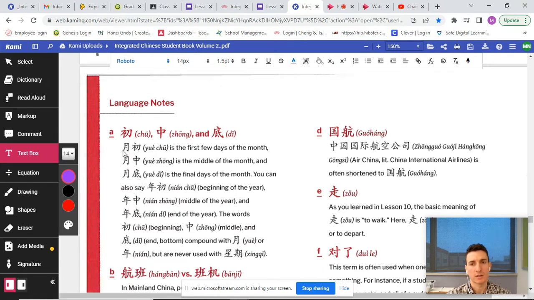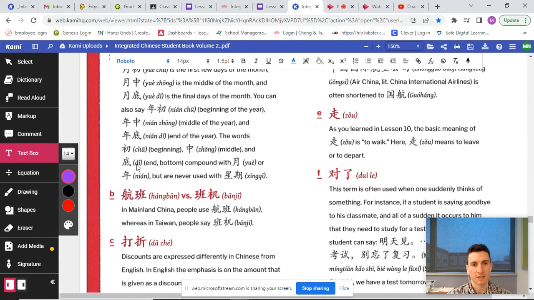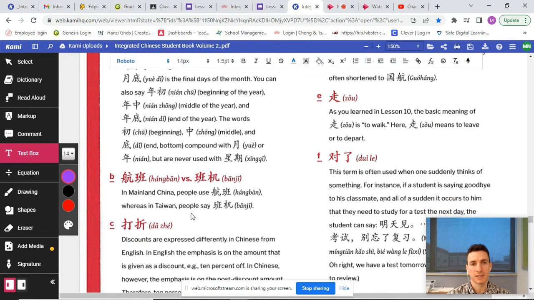So the 月, whatever it is, month or year, comes first, and then you put in this modifier, whichever you need to use. You can also use it for years, 年初, 年中, 年底. Okay, that's basically it. 航班 just means a flight number. And in Taiwan, and when I was in Hong Kong too, I believe that when they broadcasted in Mandarin, they also use 班机.